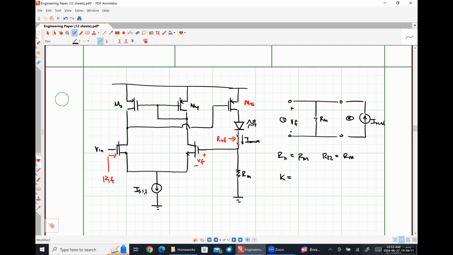Our input signal is a voltage. Our output signal is a current. This is a feedback transconductance amplifier.